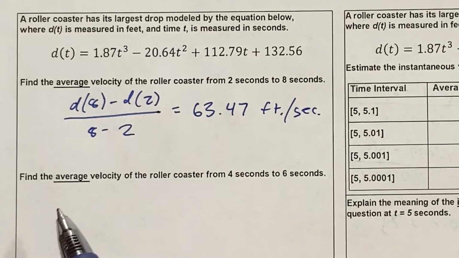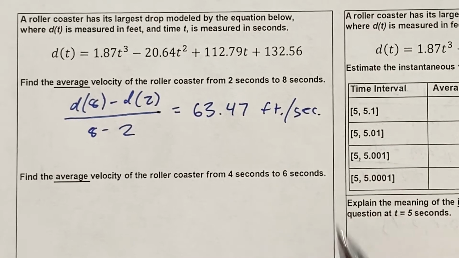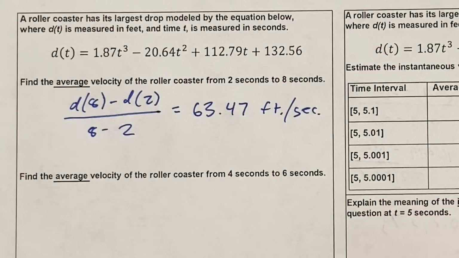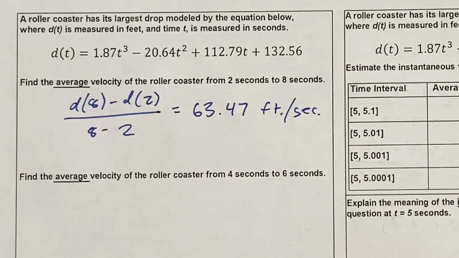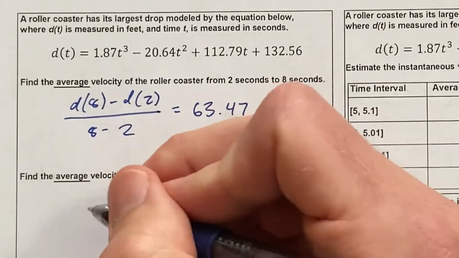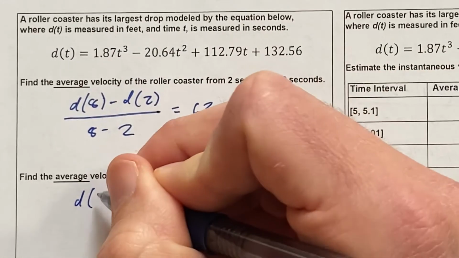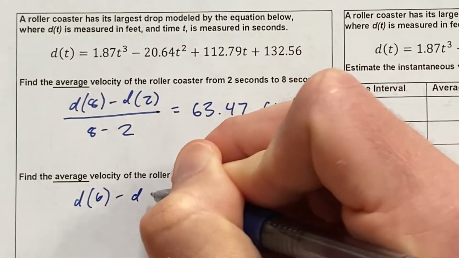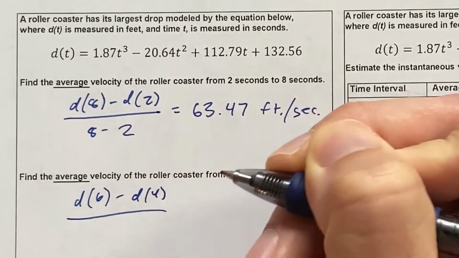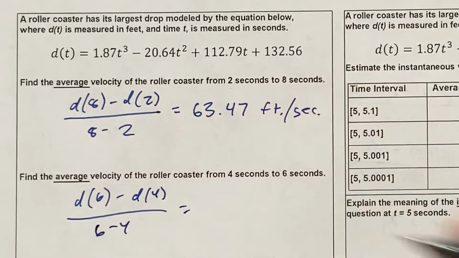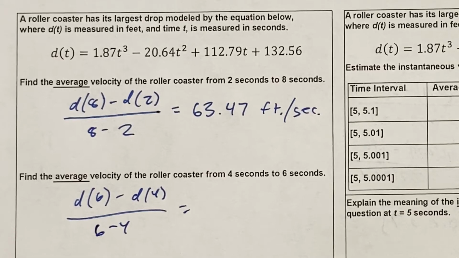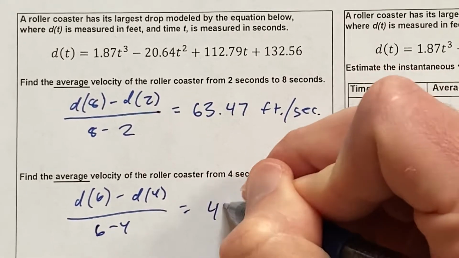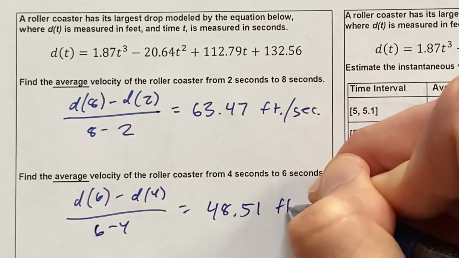All right, let's find the average velocity between 4 and 6 seconds. Now would be a good time to pause and see if you can do this by yourself. You got d of 6 minus d of 4, and you say 6 minus 4 down there, and you punch all that into your calculator, and you get 48.51 feet per second.